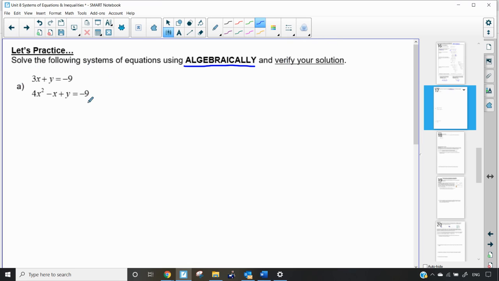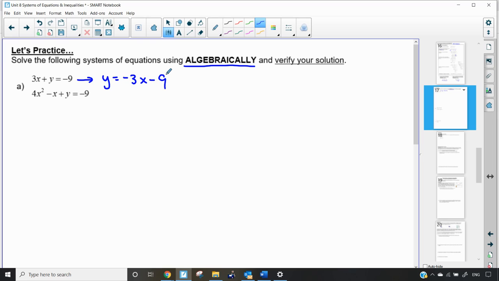All right, so taking a look at this equation here, we have to decide which method makes most sense. Well, I notice I have a linear equation and I have a quadratic, so substitution is probably a good method. It's going to be really easy to isolate that y. I'm isolating y because my quadratic variable is an x squared. So my first step is going to be to rearrange that top equation. That gives me y equals negative 3x minus 9.